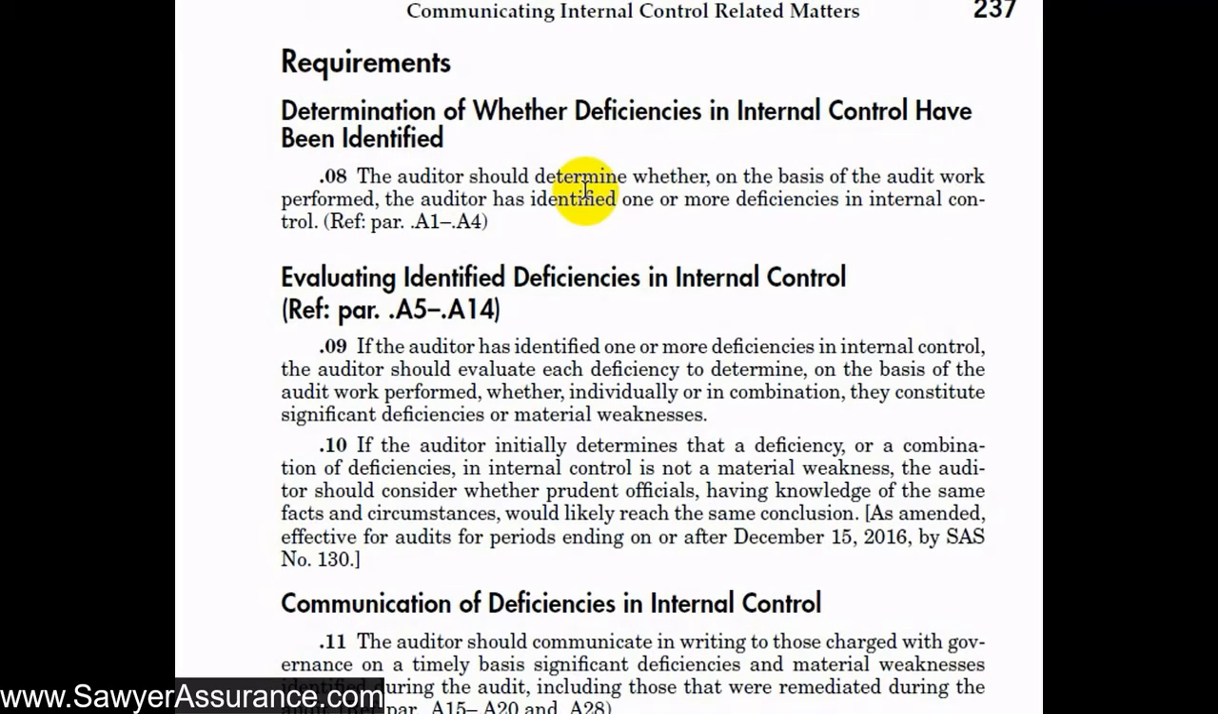And so you remember from other AUC sections, the goal of our audit is not to find internal control deficiencies. And so here when they're saying through our audit work performed, this is almost kind of an ancillary deal where we're not necessarily looking for internal control deficiencies in our audits, but we may come across them in our procedures. So let's go down to the explanatory section at A1 through A4 to get some more information on determining whether there are deficiencies that exist.